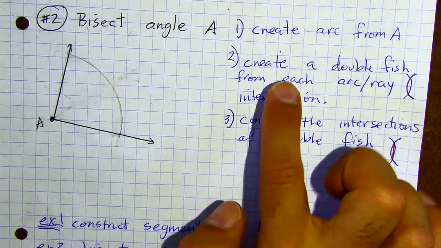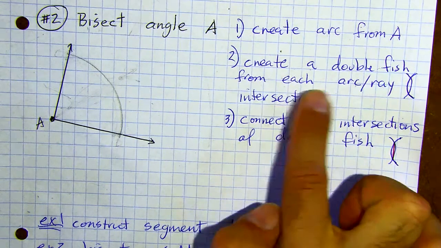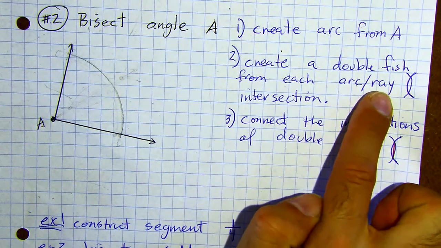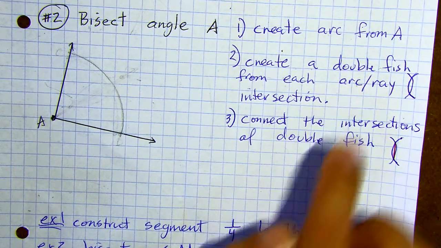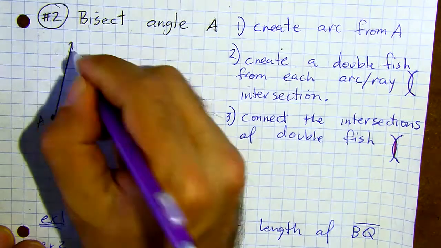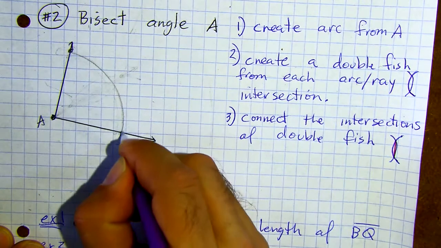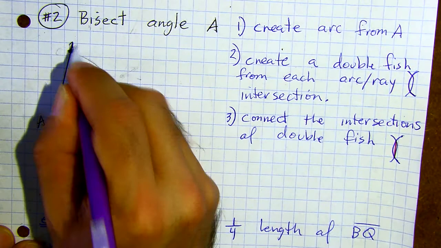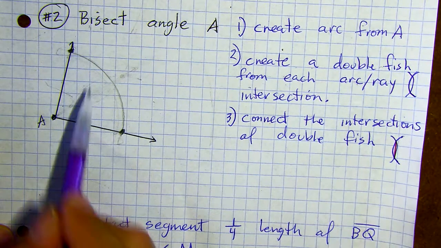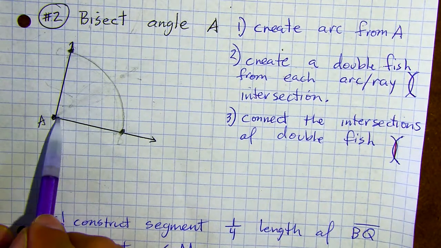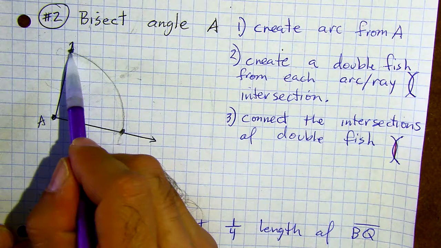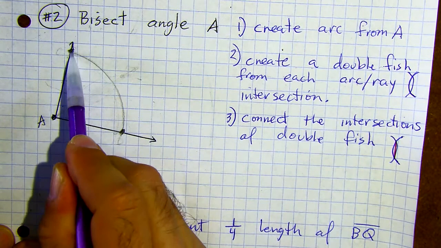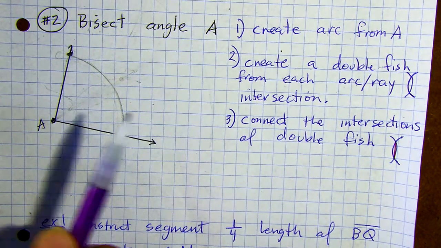Okay, so create a double fish from each arc-ray intersection. Look at that real close. The arc-ray intersections are here: arc and ray, arc and ray. The arc is what we just created. The rays are the sides of the angle. So an arc-ray intersection is just where those two things intersect. It's this and it's this. So watch, we have to make a double fish.